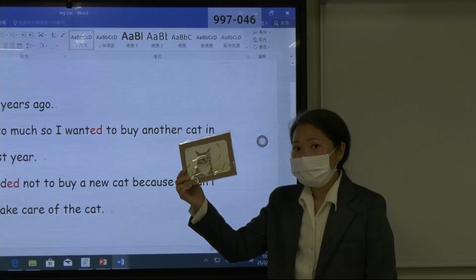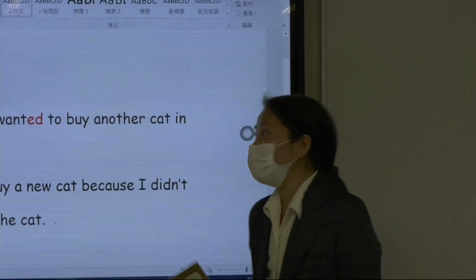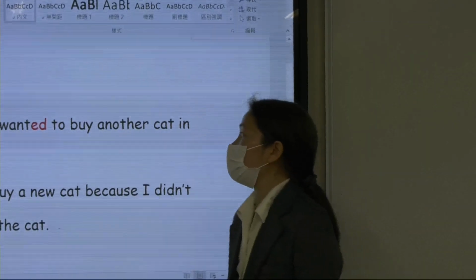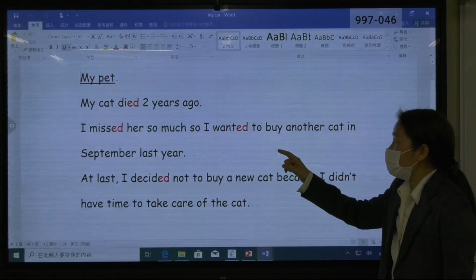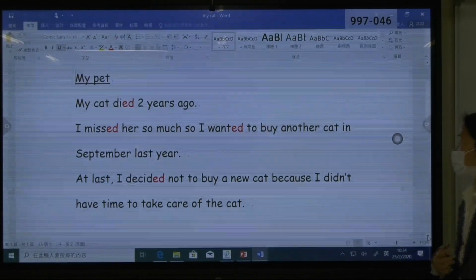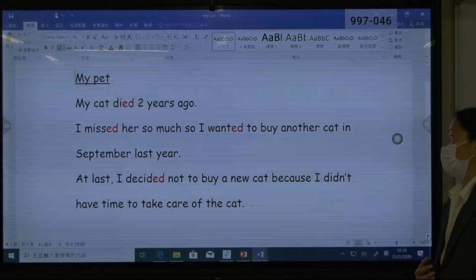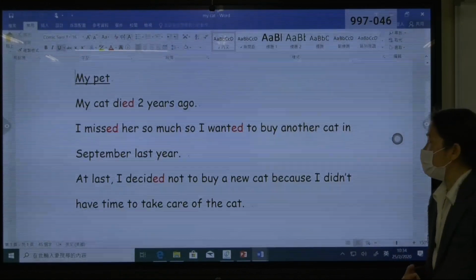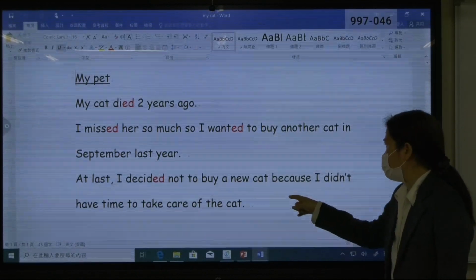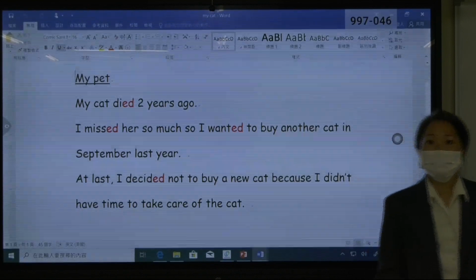It was a cat. Unluckily, my pet died 2 years ago. I missed her so much, so I wanted to buy another cat in September last year. However, I decided not to buy a new pet because I didn't have time to take care of the cat.